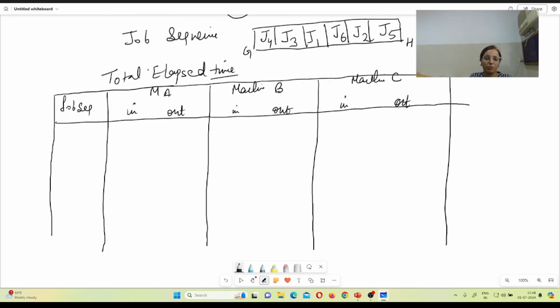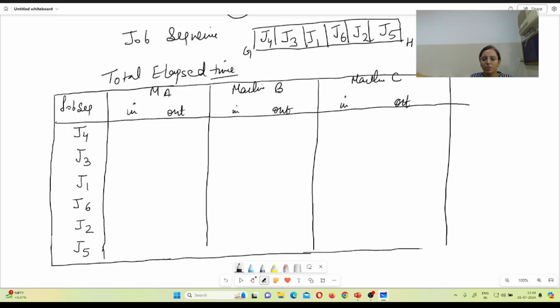Now fill all the figures properly. Like what is your job sequence? First of all, write it as a job sequence. Your first part is your J4, then J3, J1, J6, J2, and J5. Right, this is your job sequence. Then put all the values, as we have just done up, for the job sequence.